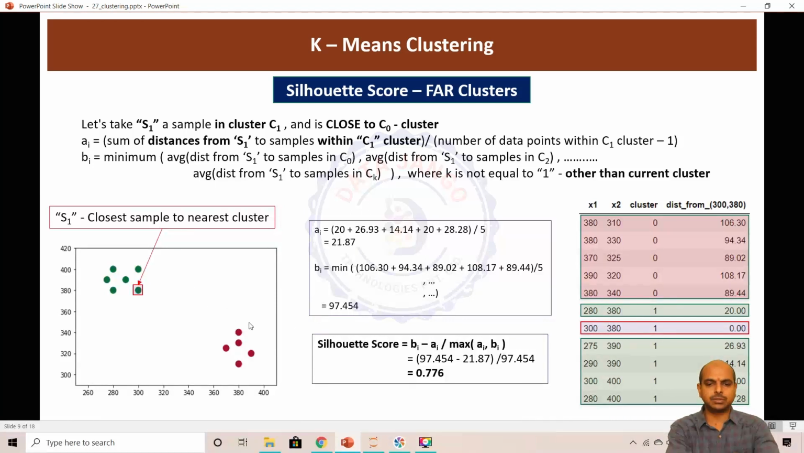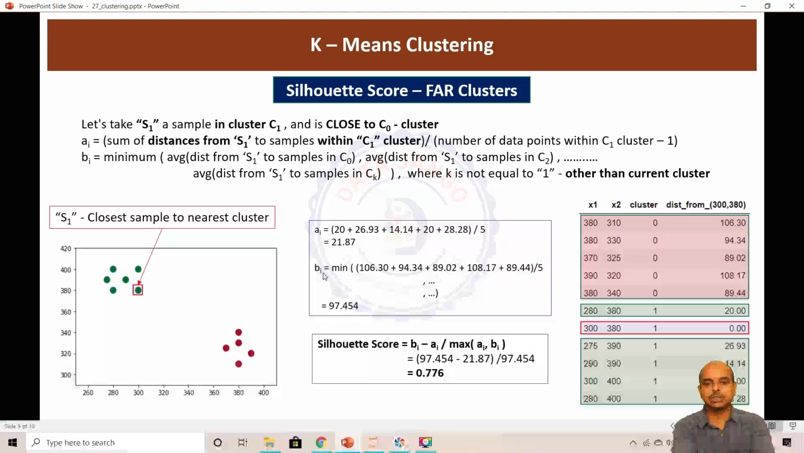Here there are only two clusters, so you can take the red area. All these distances are from this data point. This data point to this data point is 89. This data point to this data point is 108. And what is that? Euclidean distance, right? This data point to this data point is 89. This data point to this one is 94, like that. So we calculate the average, that is bi.